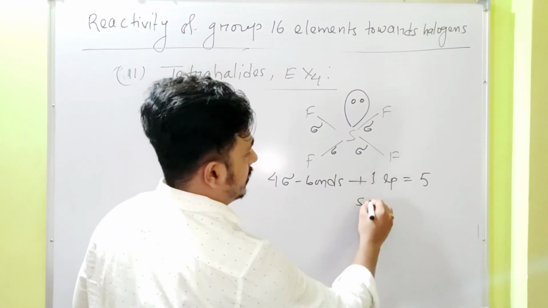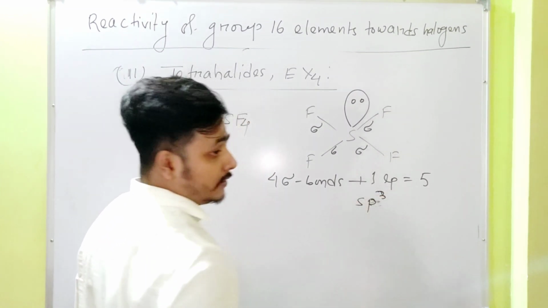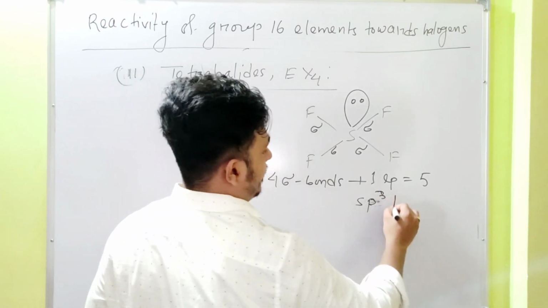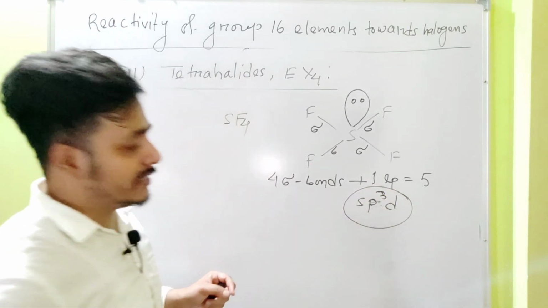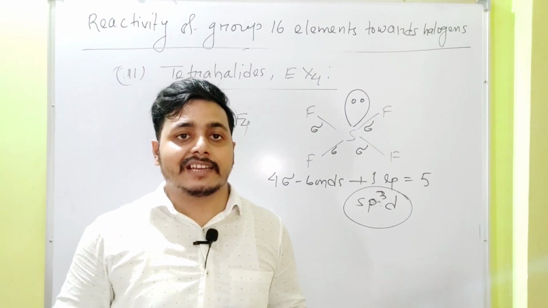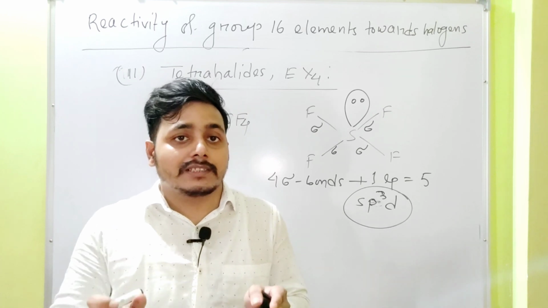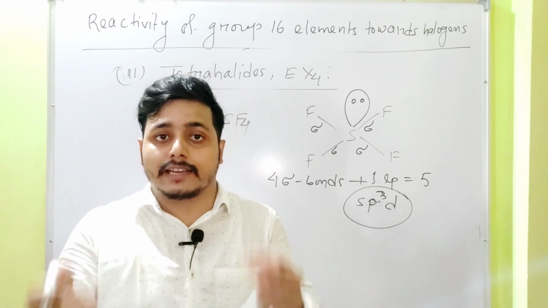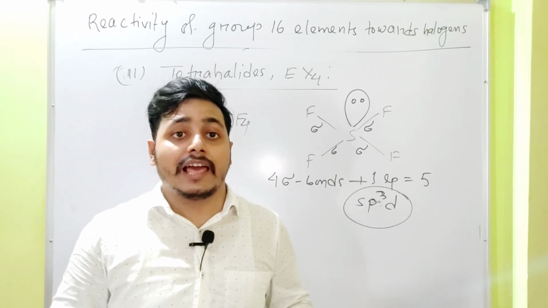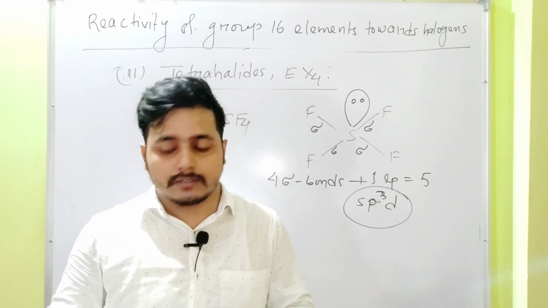Now take 5 orbitals: 1 s, 3 p. We need 1 more orbital, that is d. sp3d hybridization. So in tetrahalides, the central atom is sp3d hybridized. It means they all have trigonal bipyramidal geometry.